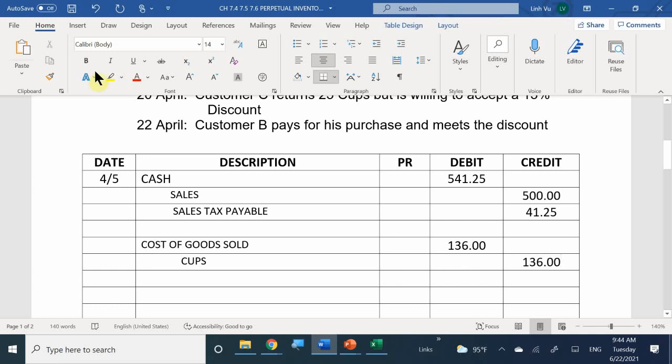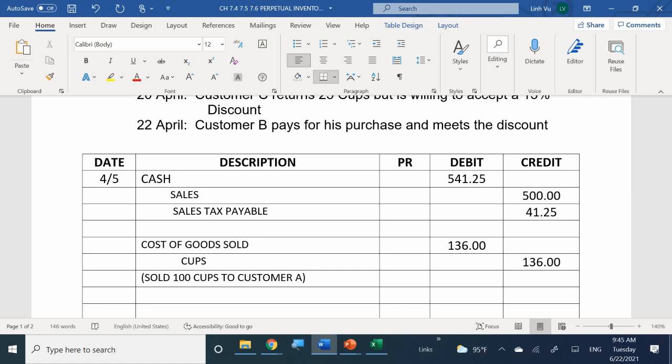136. And here, I'm going to go ahead and make a note here that I sold 100 cups to customer A. Any other descriptions you'd like to put in, whether you gave them terms? Well, in this case, I sold them to the customer at point of sale, so they gave me cash. Okay, so there's no terms there.